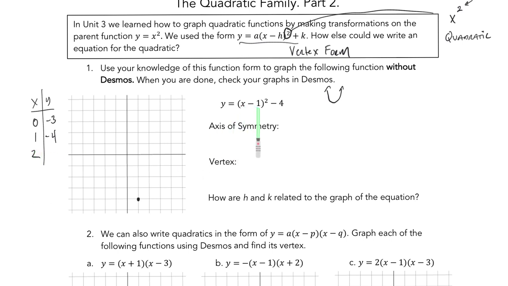Now I plug in 2. 2 minus 1 is 1. 1 squared is 1. 1 minus 4 is -3. So it looks like (1, -3) and (0, -3). I'm going to go one more this way. Let's count up. So instead of 1, 2, I'm going to go up to 3. 3 minus 1 is 2. 2 squared is 4. 4 minus 4 is 0. Now, because this function is symmetrical, if I go up and over the same amount, I should be right there. So I can also guess it's (-1, 0) if I go the other way.